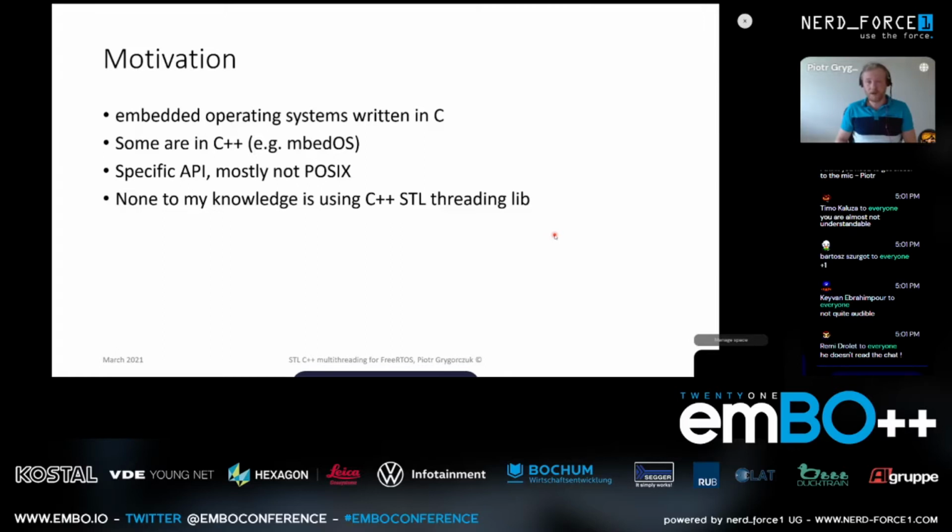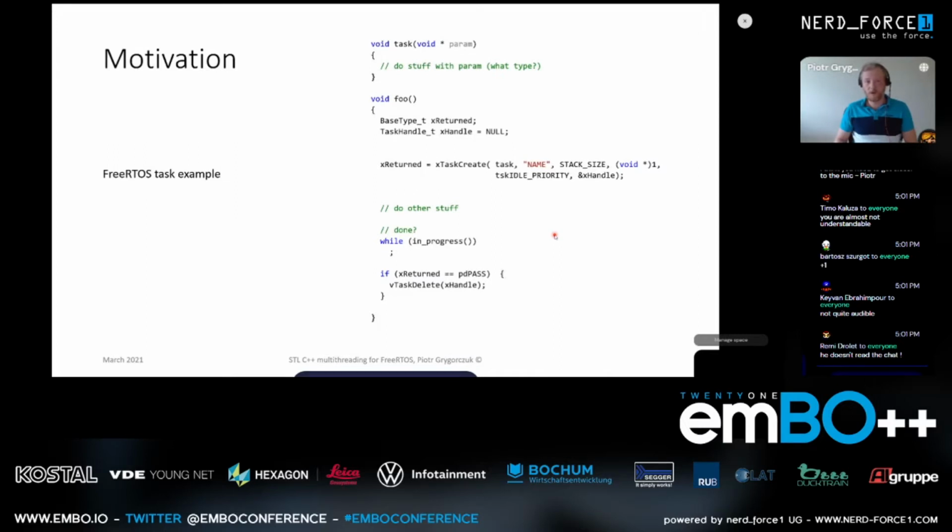So this is an example of how FreeRTOS is using a specific API. Let's say we have some function, and that's the API from FreeRTOS to pass the function that the task will execute. We give it a name, we have to define the stack and priority, and pass some argument to that function. In return we receive a handle, and then we can do something in parallel. And when the function completes, we free the resources.